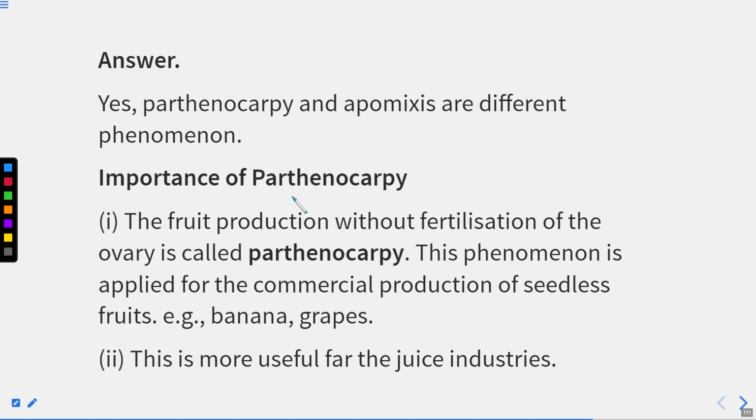Now, what is this used for? This is used in juice industries, because they require seedless fruits. These fruits are used to extract the juice, so there is very high demand for this kind of fruit in the juice industries.